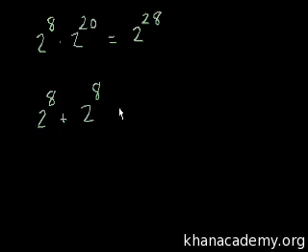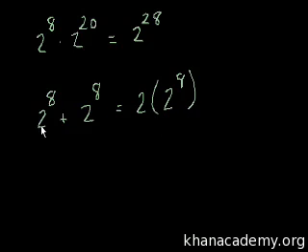But there's a little trick here, which is that we actually have two 2 to the 8ths, right? There's 2 to the 8th times 1, and 2 to the 8th times 2. So this is the same thing as 2 times 2 to the 8th, isn't it? 2 times 2 to the 8th is just 2 to the 8th plus itself. And 2 times 2 to the 8th is the same thing as 2 to the first times 2 to the 8th.